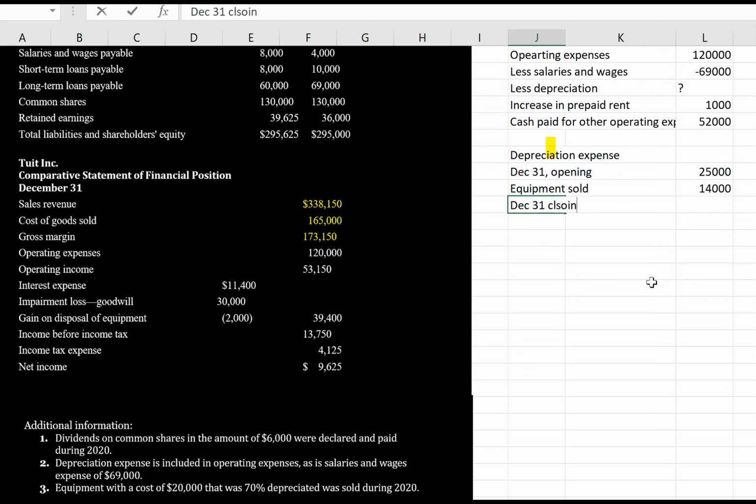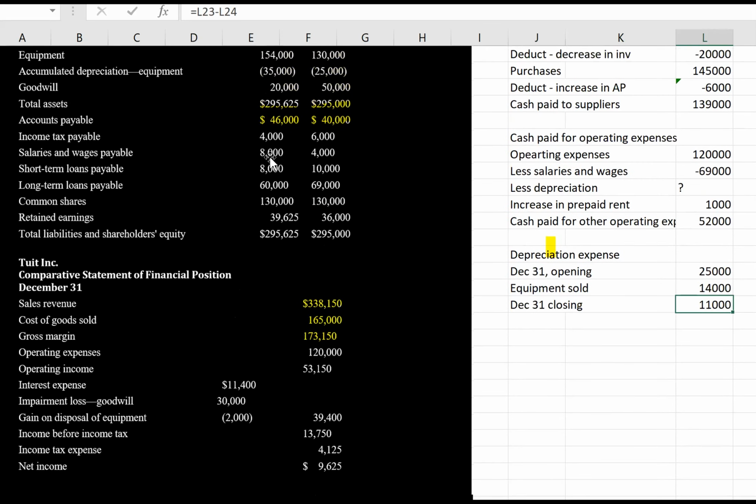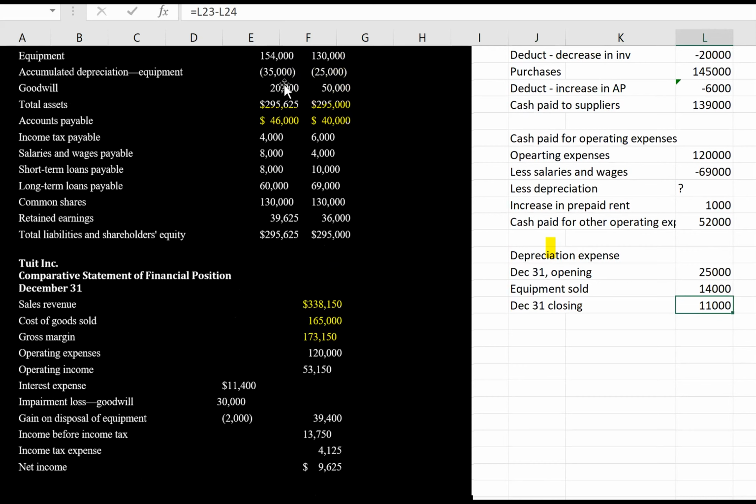And then we're going to have our accumulated depreciation, our December 31st closing. Let's see what that is. So we think it should be 25,000 minus 14,000 because we would have removed this. That would give us 11,000. And what was our closing accumulated amortization? It was 35,000. So the difference between 11,000 and 35,000 is going to give me 24,000. So that must be my depreciation expense.